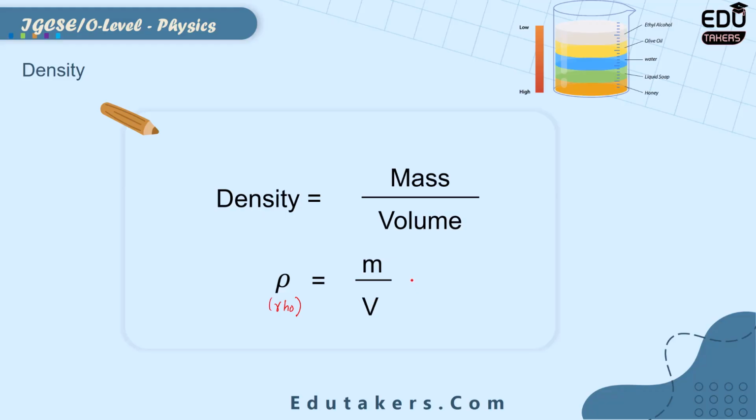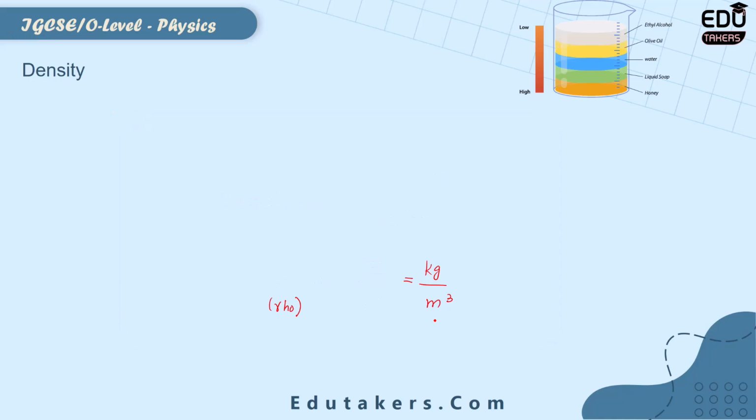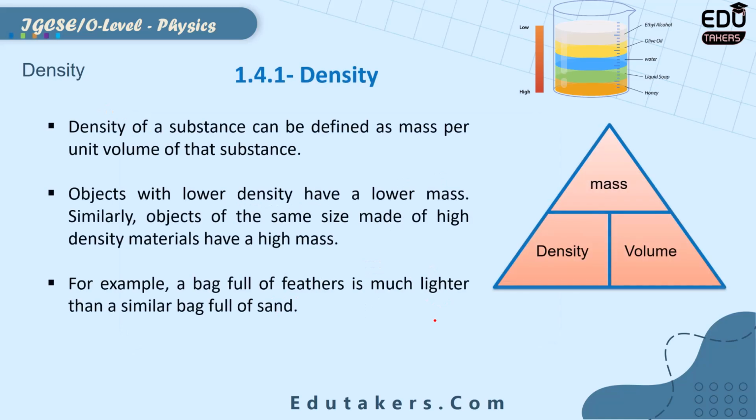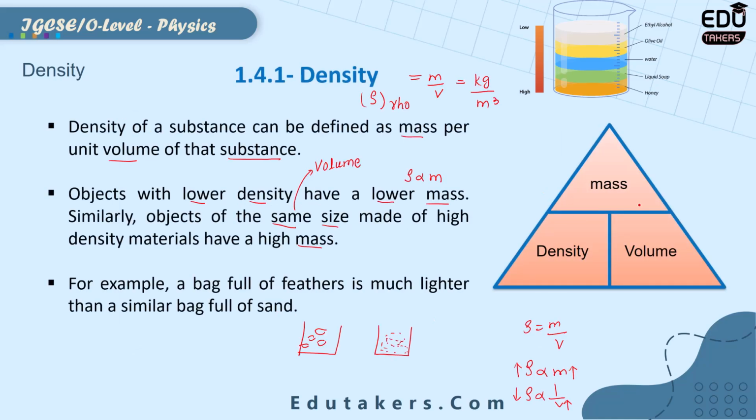From here if I talk about the unit, you know that mass is measured in kilogram and the volume is measured in meter cube. So the unit for the density is kilogram per meter cube, which is the SI unit for density. Now let's go back to the triangular formula. Here in this formula, first of all, I write here density is equals to mass per unit volume.